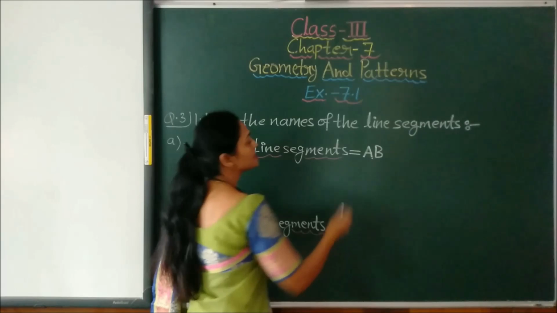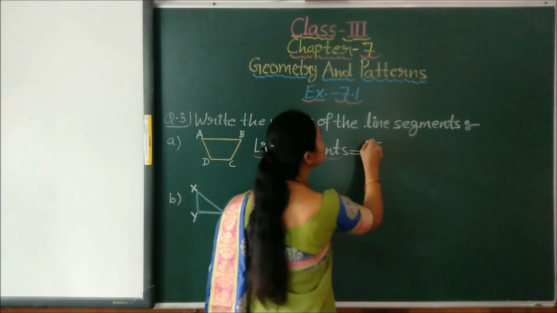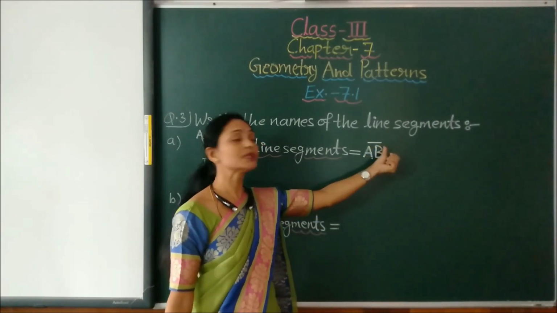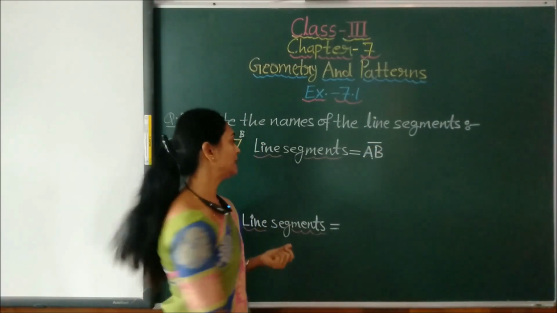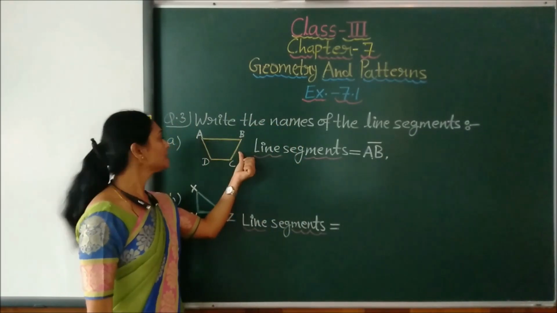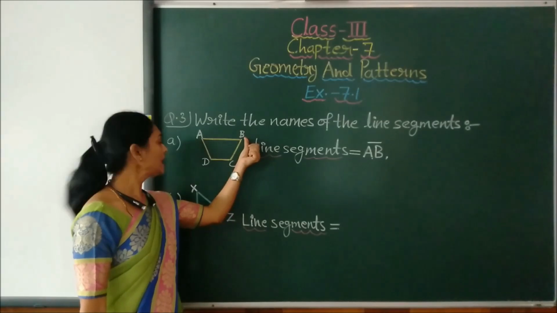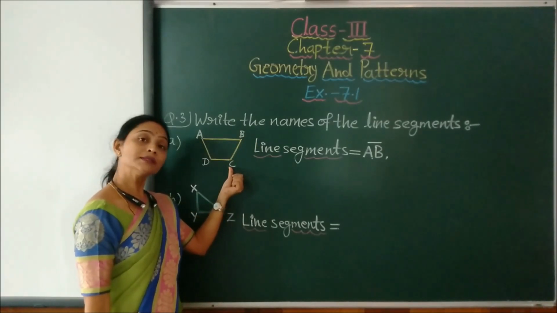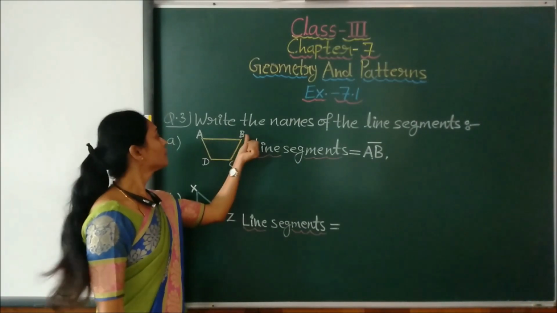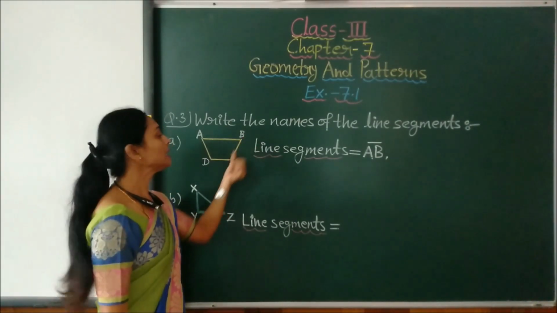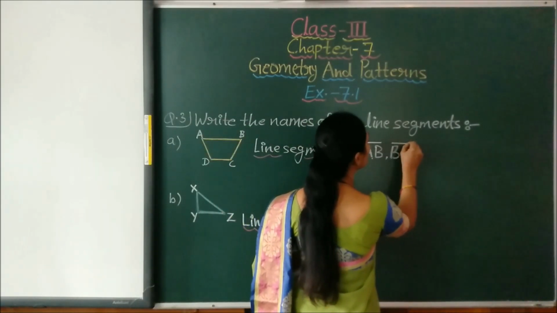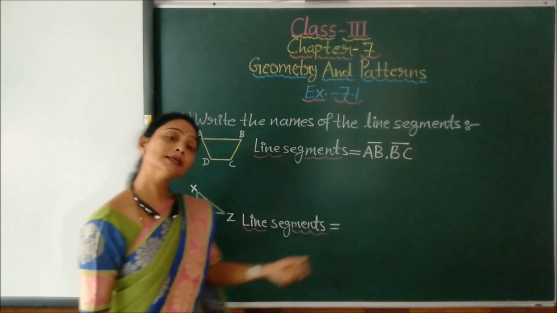And as you know, line segment we are drawing like this. So we will draw a small line segment up. Then we will put a comma. Then we will move to the second line segment. This is starting from B and ending on C. So the name is BC. From B to C. So here we will write BC, and here also we have to draw this small line segment.